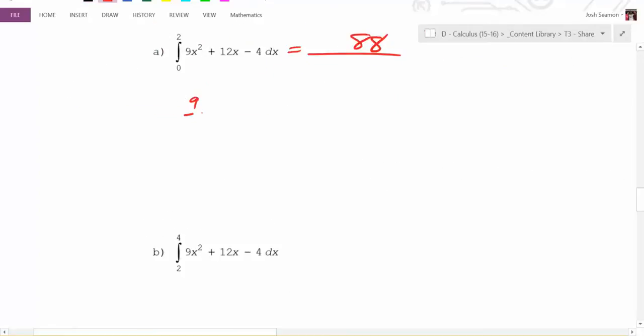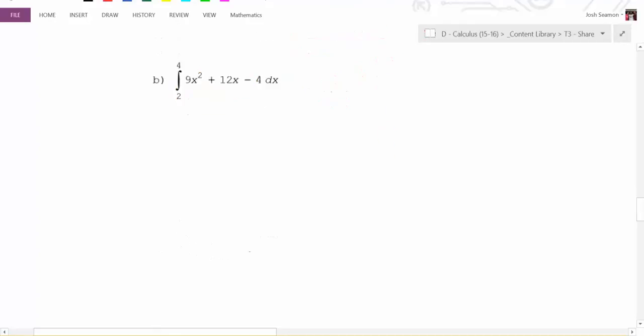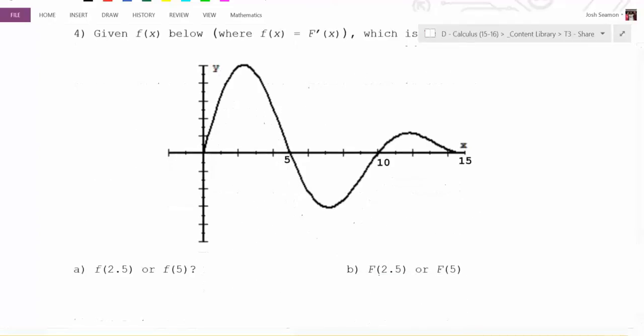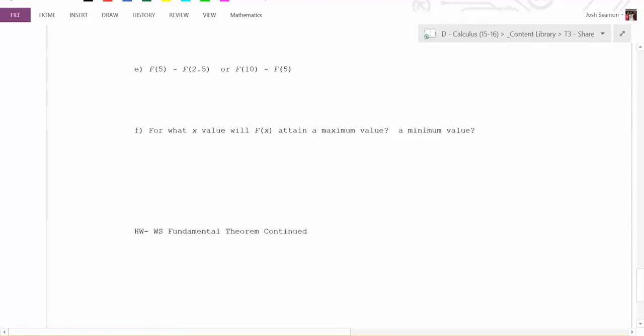Sorry, not 9 over 2. It's going to be 3x cubed plus 6x squared minus 4x. And you're doing it from 0 to 2. So you have to plug 2 in and plug 0 in. I'll let you guys finish that. We are at the right time here. You're going to need to finish some of this on your own because we didn't get to the end, but you guys should be able to.